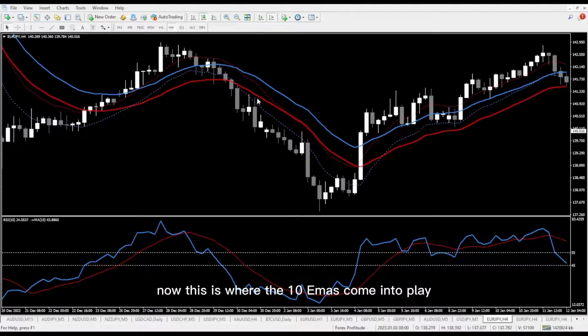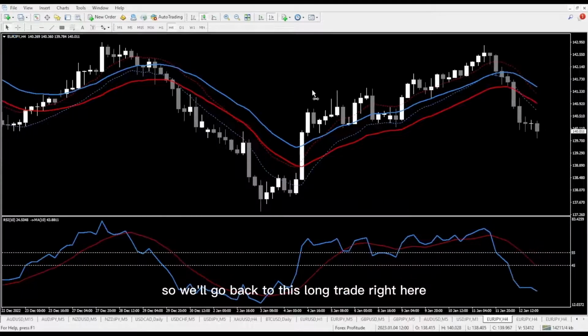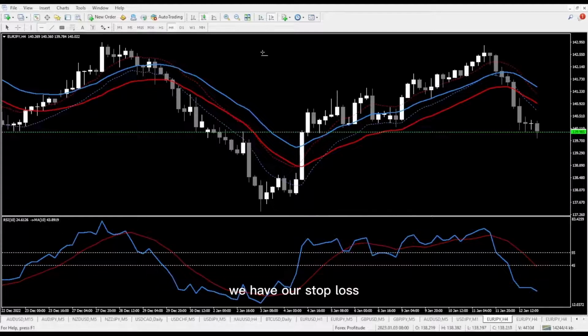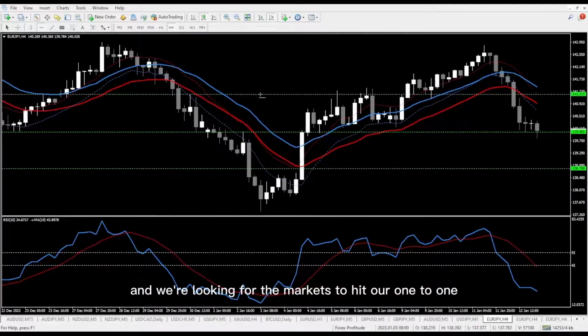All right, so we're going to take a look at trailing your stop loss. Now, this is where the 10 EMAs come into play. So we'll go back to this long trade right here, and we're going to manage the trade. And when you manage the trade, you're essentially trailing your stop. You're going to reduce the risk on your trade. So let's throw those lines back on the chart. We've got our entry, we have our stop loss, and we're looking for the market to hit our one-to-one.